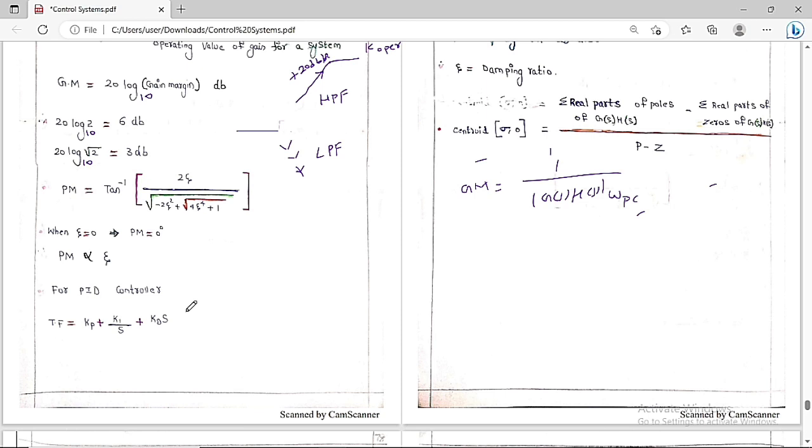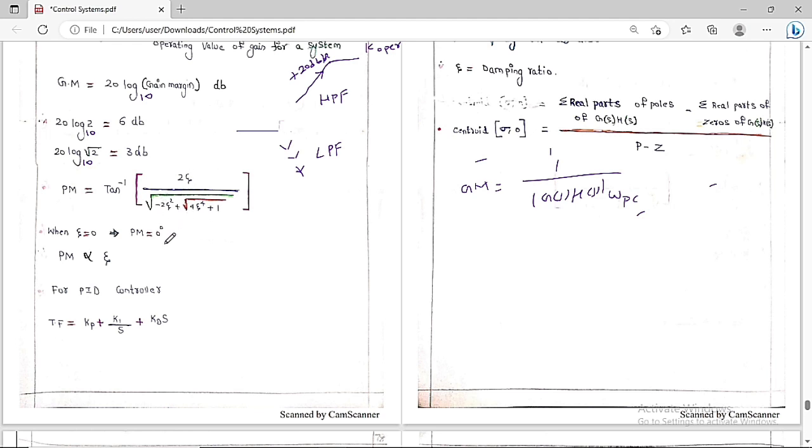The next point is, when zeta is equal to 0, the phase margin is always equal to 0. If we substitute zeta is equal to 0, all this value we are going to get 0. 0 by 1 is nothing but 0. Tan inverse of 0 is nothing but 0 degree. So phase margin is equal to 0 degree.